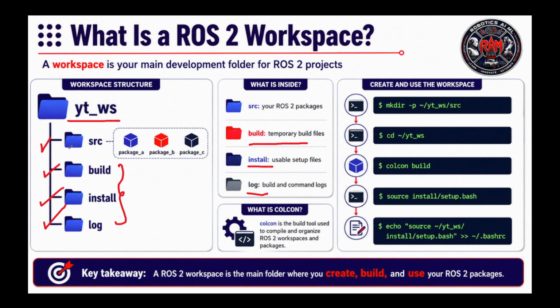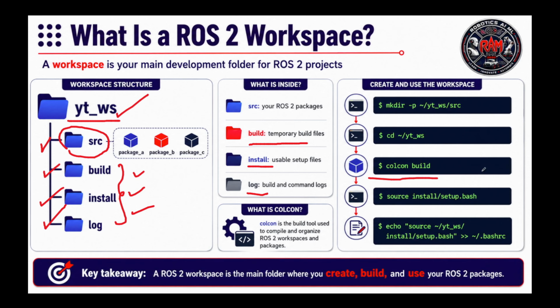What I mean to say is, src we created intentionally, but when you use the command called colcon build, these 3 folders will be generated automatically. Now, ROS2 workspaces also help us to keep our own project separate from the main ROS2 installation. So ROS2 jazzy is installed inside opt ROS jazzy, as we discussed in the previous episode, while our personal work will be stored inside the YT underscore WS.